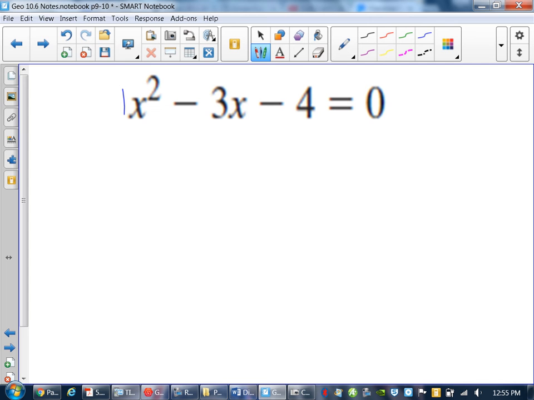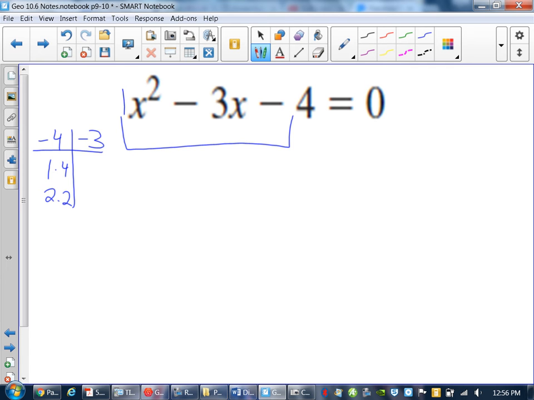So if I just put that there for right now, what I mean by multiplying my tails, I'm going to take 1 times negative 4. What times what is negative 4 that adds to my middle term of negative 3? So basically what I wind up doing here is I'm going to list all of my possible factors of 4 and then mess around with my signs. Okay? So my possible factors of 4 are 1 times 4, 2 times 2. Yeah, it has to be 1 and 4.